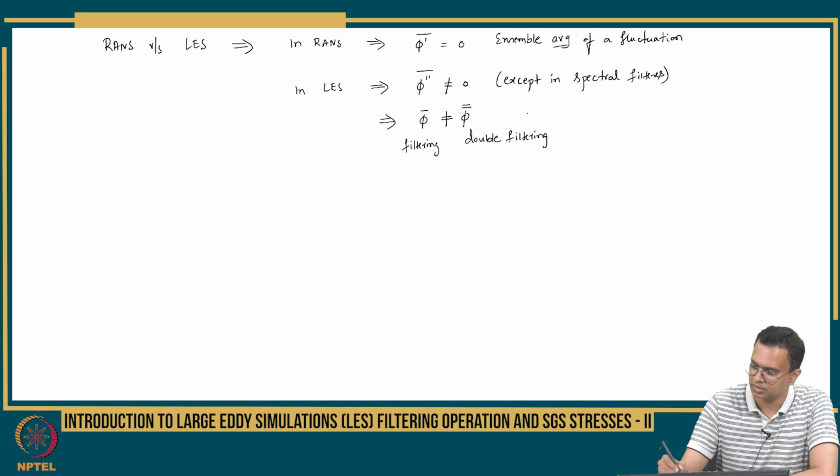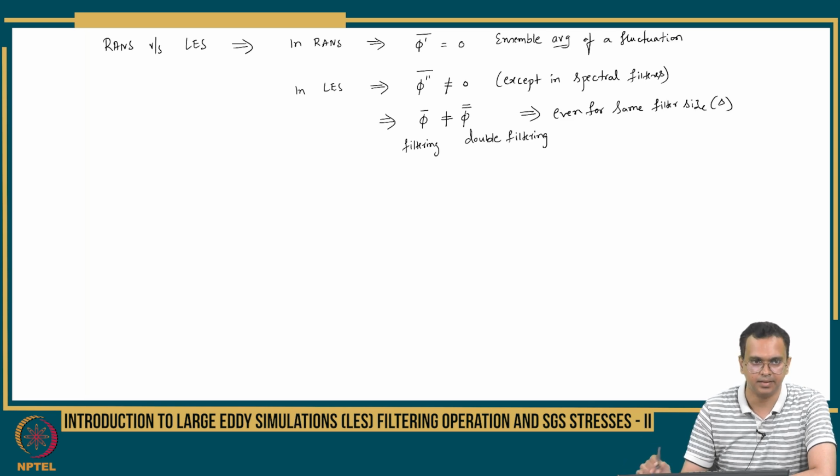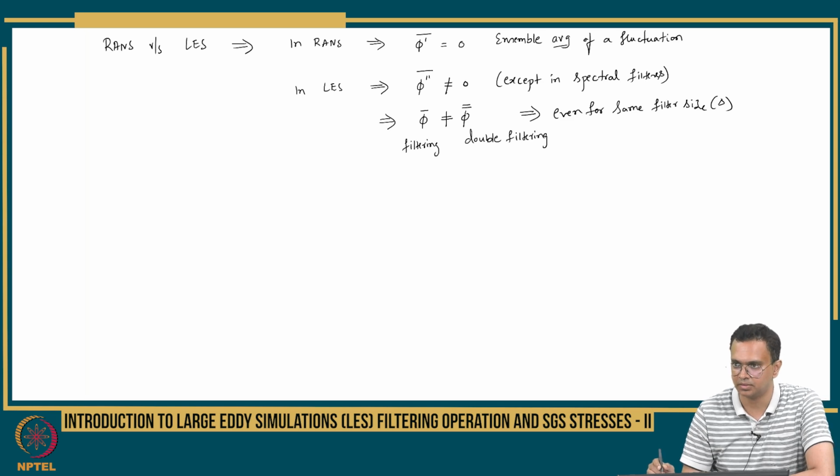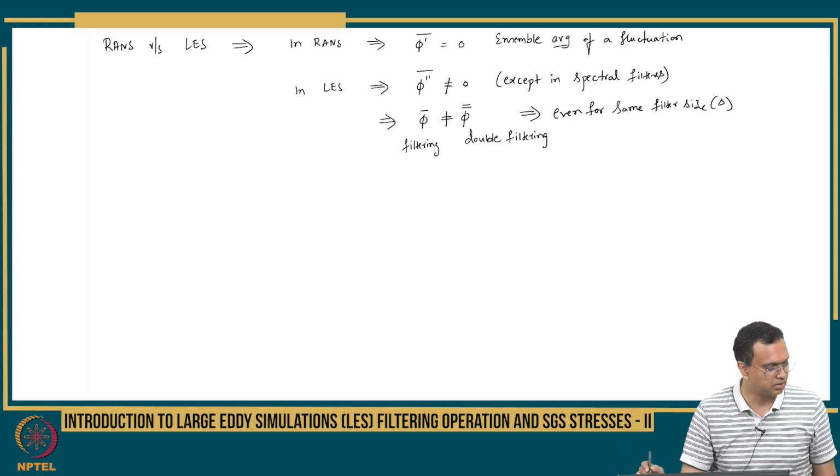This is even for the same filter size delta. We will discuss this in detail later when we discuss the types of filters, what are the exceptions, how we can say that double filtering is not same as filtering once, or any n number of filtering operations you do, the data would change slightly.